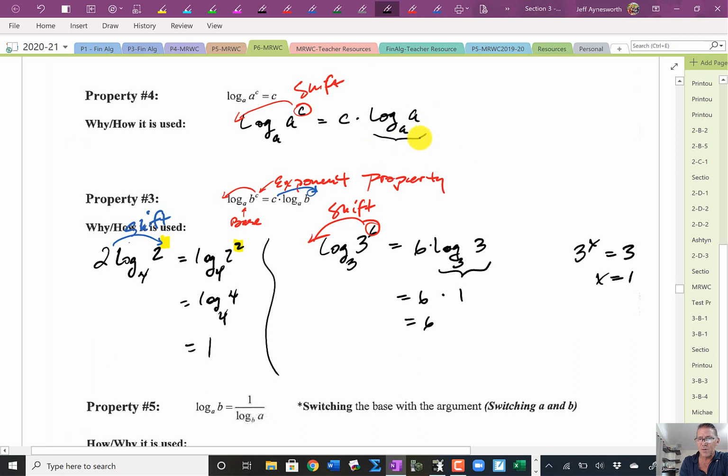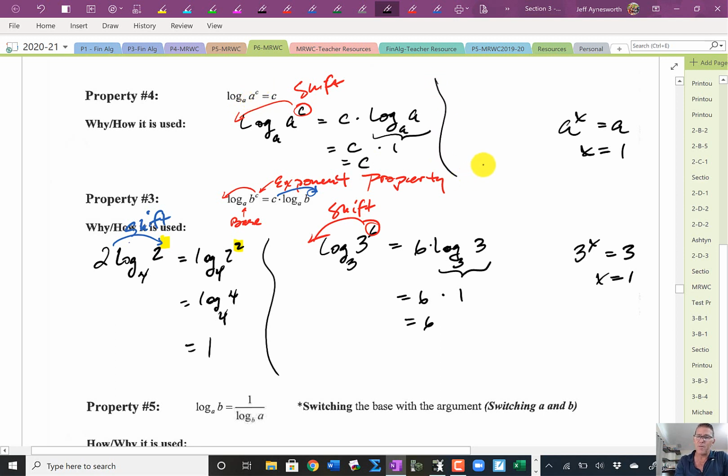Well, if you just think about this log for a second, a to the what power gives you a? The answer has to be 1, just like it was earlier, but instead of the base being a numerical number, it is just a variable. So really this is just c times 1, or simply c. So whenever the base of the log is the same as the base of the argument, you're going to get that exponent.